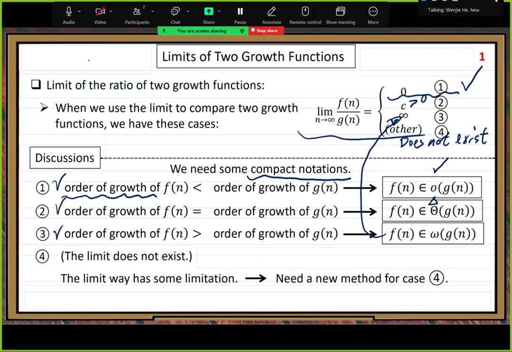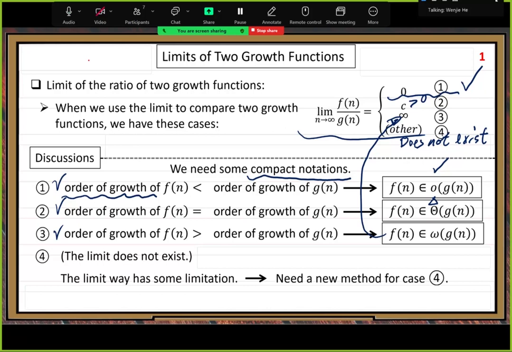Then another asymptotic notation, capital theta, big theta. There is a little theta, but it's rarely used, so in this class we will not talk about little theta. We use big theta. Big theta means these two functions have the same order of growth. The third one is when the order of growth of f function is greater than the order of growth of g function. That's little omega. So these three.